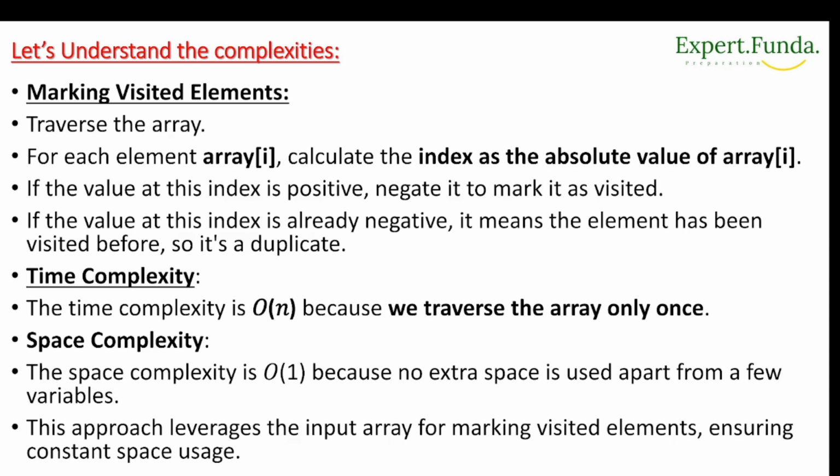Now we'll talk about the complexity. Time complexity: we are using only one for loop, because we have to traverse all the elements, so it is O of n. When we talk about space complexity, we have not taken any extra space, apart from the variables, so it is O of 1. So this approach uses the input array itself for marking visited elements, and we are thereby optimizing our space complexity and time complexity.